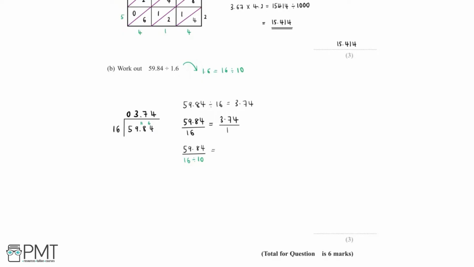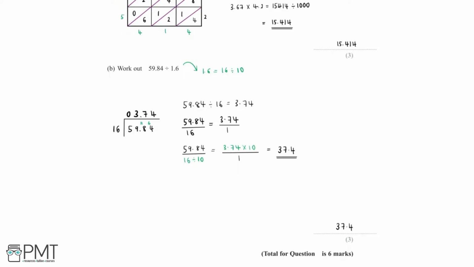You can see that on the left-hand side, we've divided the denominator by 10. And so in order to make this equivalent, on the right-hand side we need to multiply the numerator by 10. And so 59.84 divided by 1.6 is equal to 3.74 multiplied by 10. 3.74 multiplied by 10 is equal to 37.4. And so we've found that 59.84 divided by 1.6 is equal to 37.4.